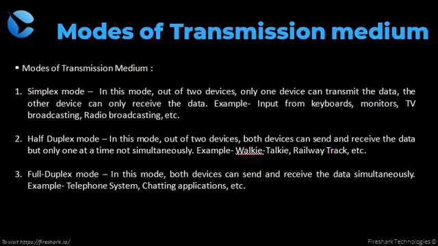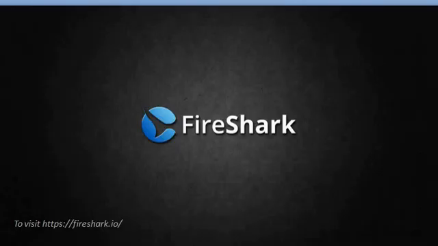Half duplex mode. In this mode, out of two devices, both devices can send and receive the data, but only one at a time, not simultaneously. Example, walkie-talkie, railway tracks, etc. Full duplex. In this mode, both devices can send and receive the data simultaneously. Example, telephone system, chatting applications, etc. So as we saw what the physical layer is and its functions, I hope that it is clear to you.